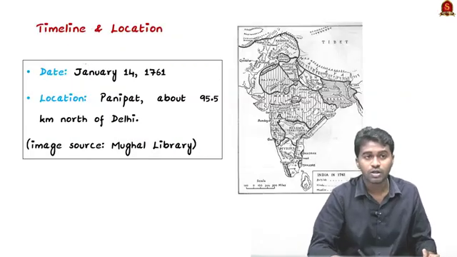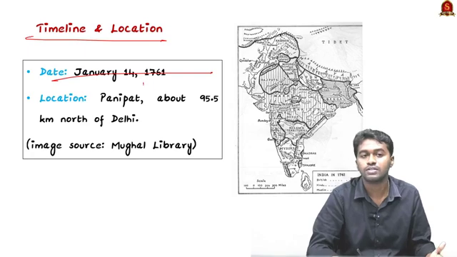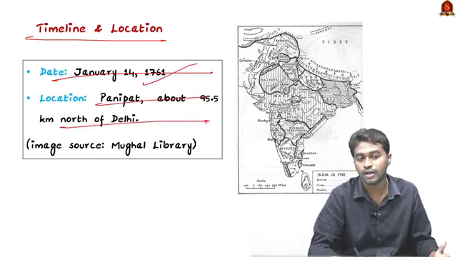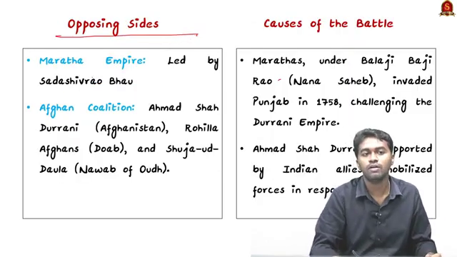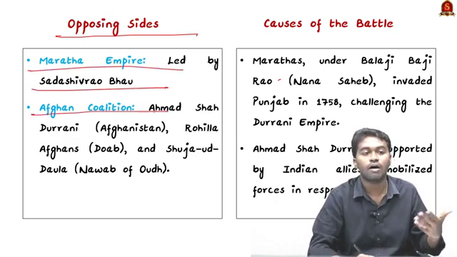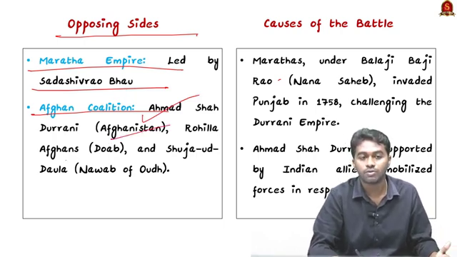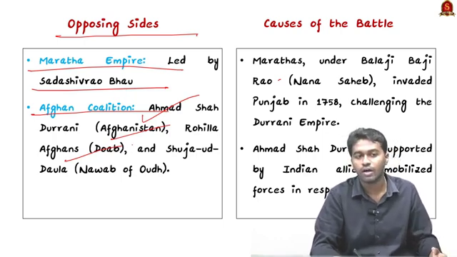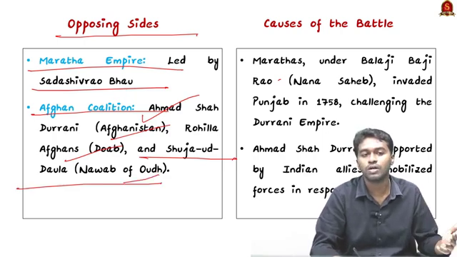So coming to the location and the timeline, the battle was fought on January 14, 1761, at Panipat. It is about 95 kilometers north of Delhi. So here you can see the map. And coming to the parties involved in this battle, first was the Maratha Empire led by Sadashiva Rao, and the next is the Afghan coalition. That means Ahmad Shah Abdali, the Afghanistan ruler, and the Rohilkhand ruling dynasty also supported Ahmad Shah Abdali, and Shuja-ud-Daula, the Nawab of Oudh, also supported Ahmad Shah Abdali.